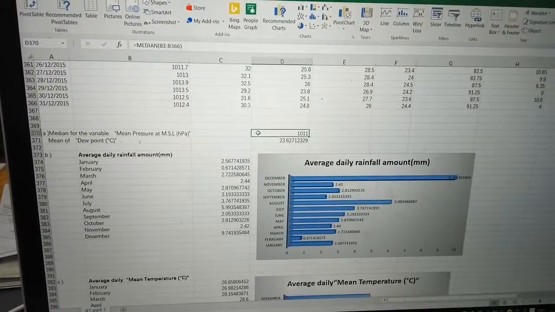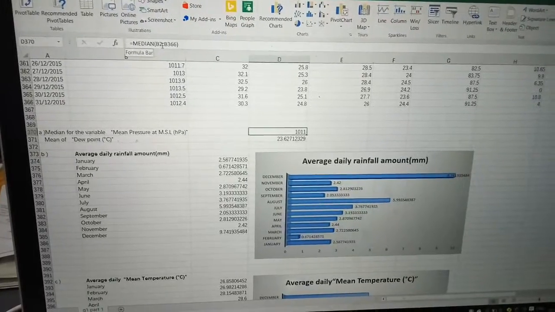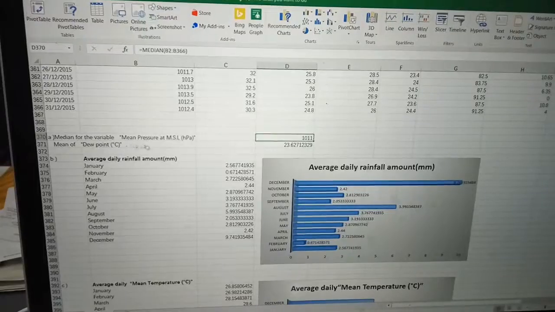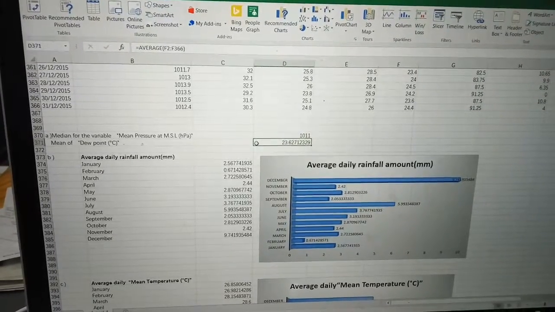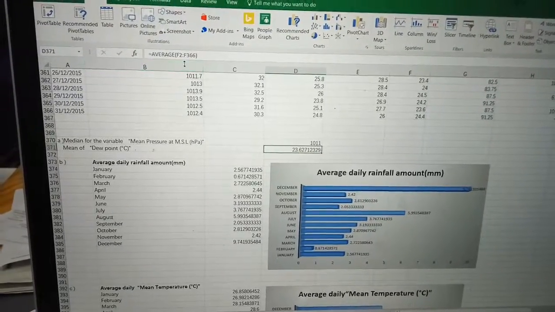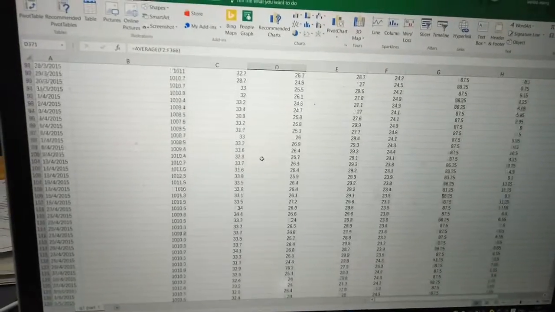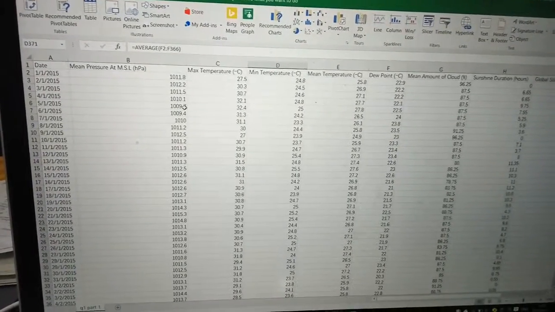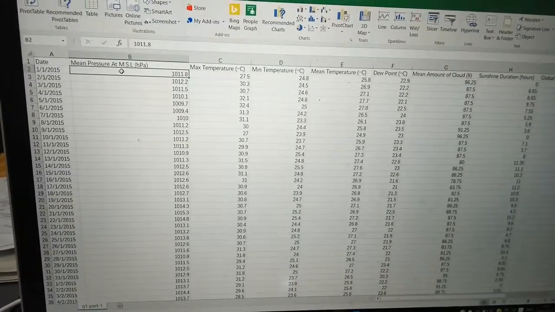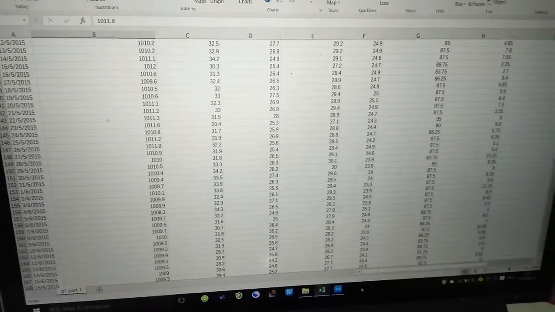For the median, I use median from the first day to the last day, just like that. And then for the mean, I also use almost the same, but it's just average from the first day to the last day. The working is like that. When you go to the top of the data, for example, mean pressure, you just press the first day and then you shift down and then you will get a value. Okay, second question.